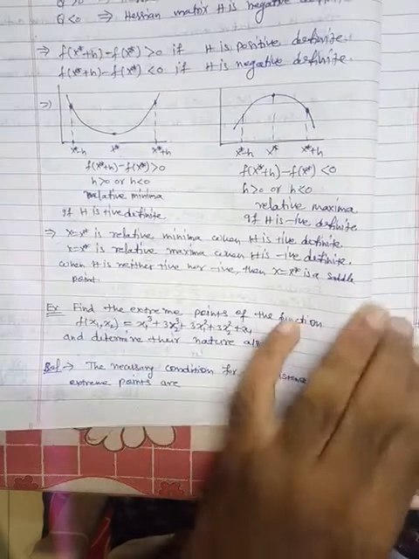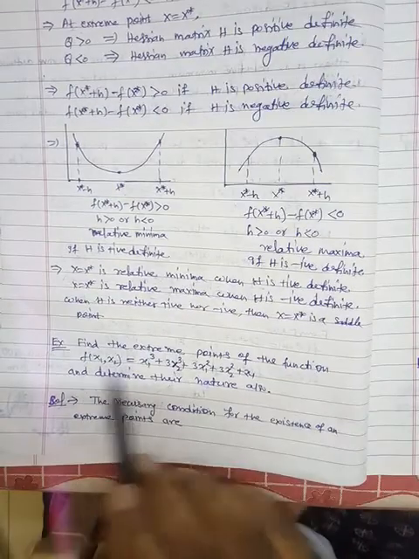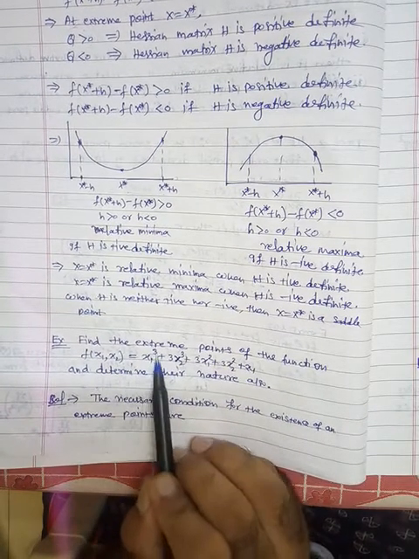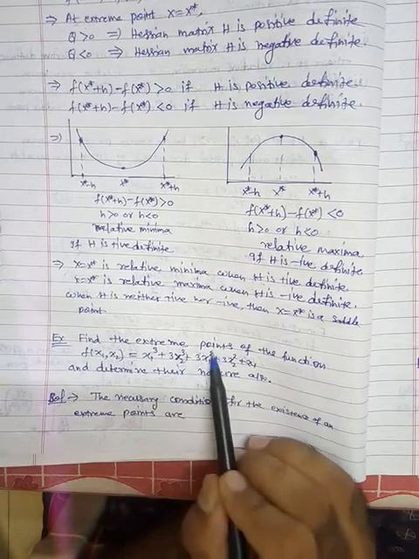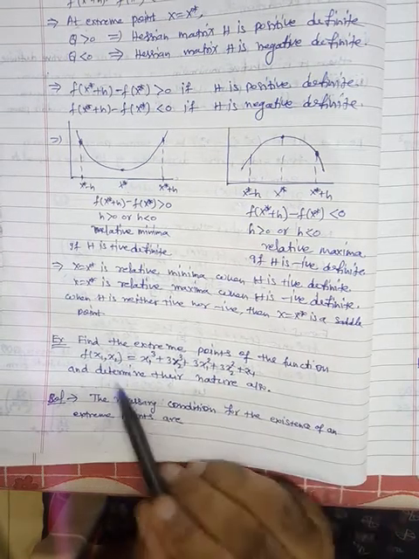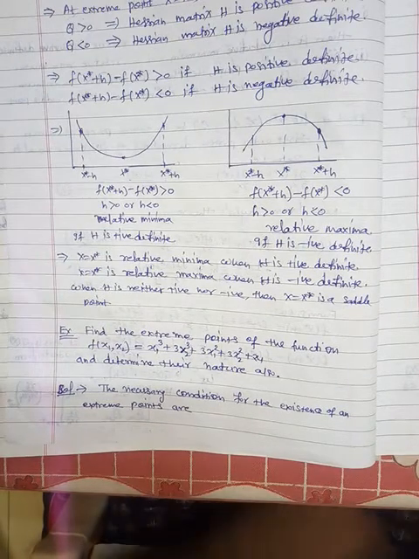Now the example. Now the example is this. Find the extreme points of the function f of x1 x2 equals x1 cube plus 3x2 cube plus 3x2 square plus 3x2 whole square plus 24, and determine their nature also. So first we have to find the extreme points, then their nature. So first we will apply the necessary condition.